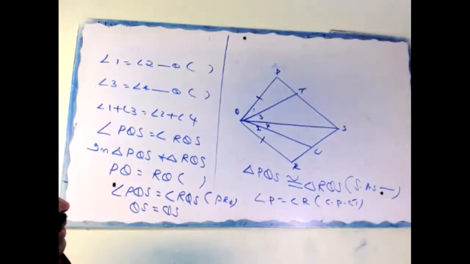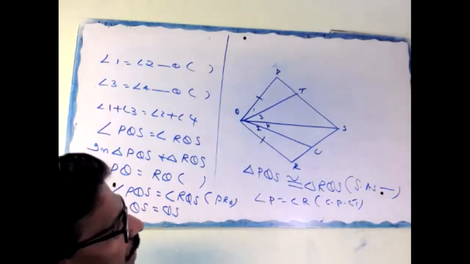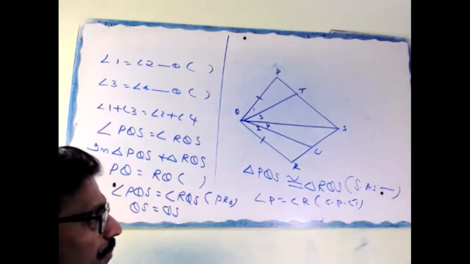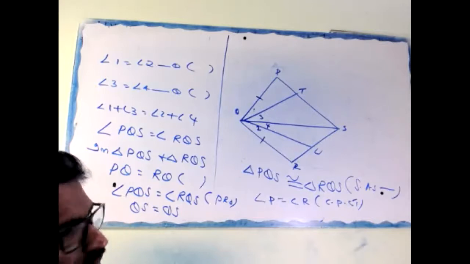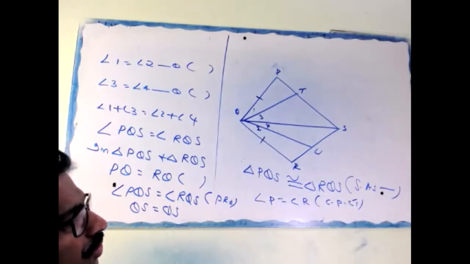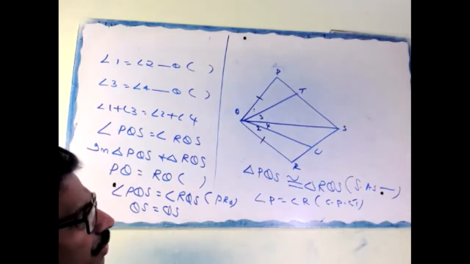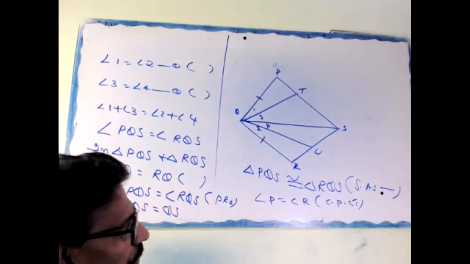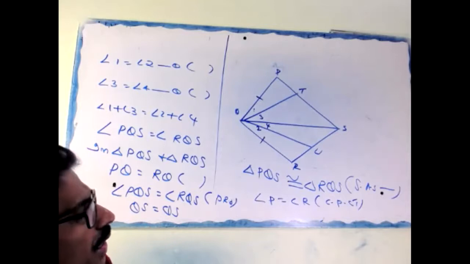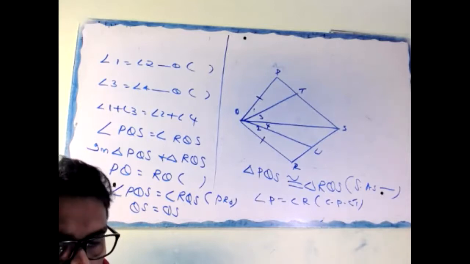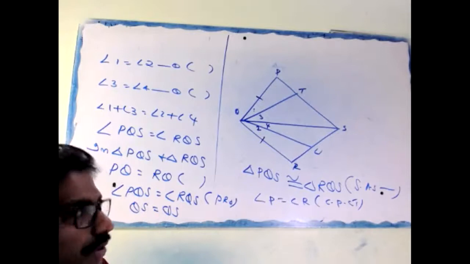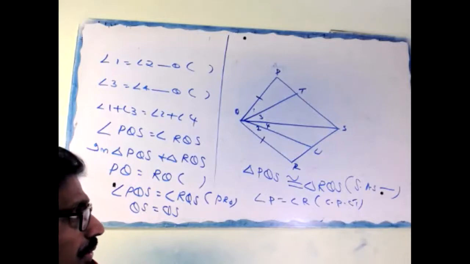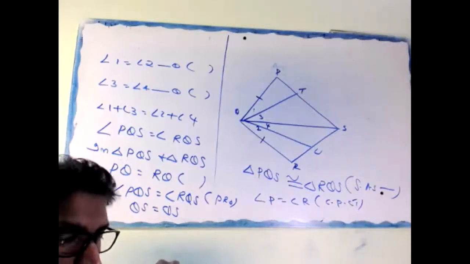Take the triangle PQT and RQU. PQ equal to RQ, given. Angle P equal to angle R, proved. Angle 1 equal to angle 2, given. Therefore, triangle PQT congruent to triangle RQU, ASA congruency. Hence, QT equal to QU. Okay, write it down.